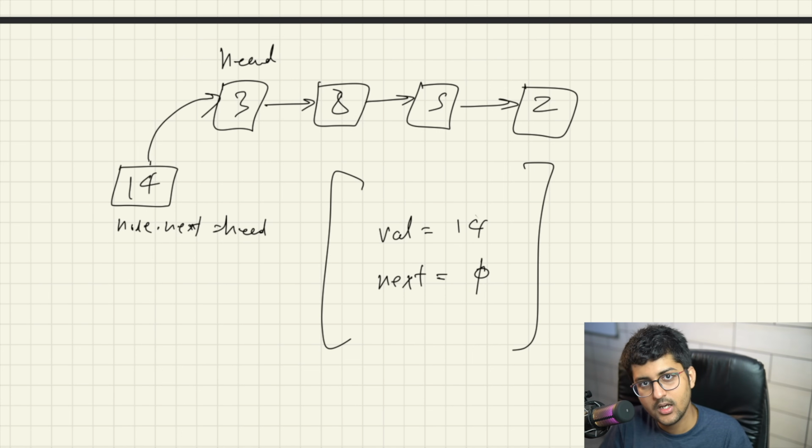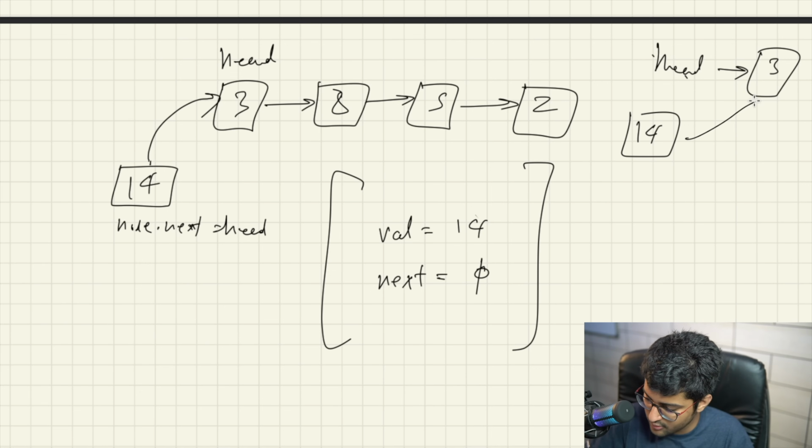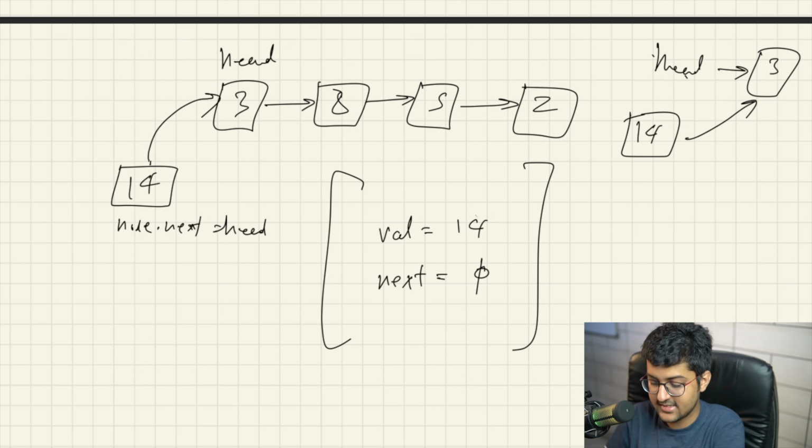Isn't it true? Make sense? Okay, so what is happening? Head is actually, let's say, pointing over here to 3. Now what will happen is 14 dot next will also point to 3 like this. Okay, this is linked now.